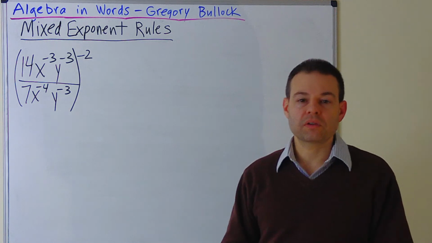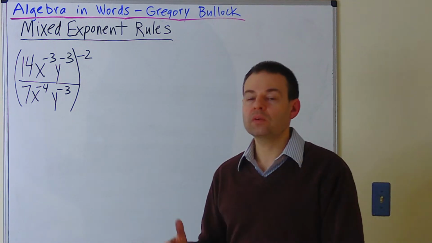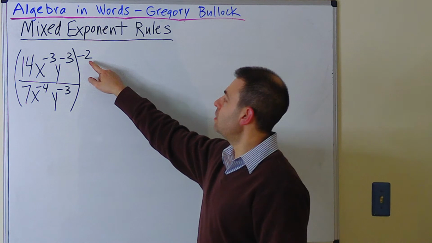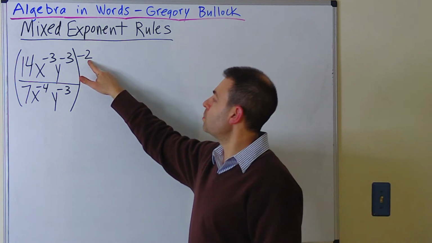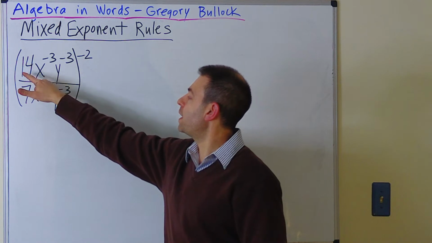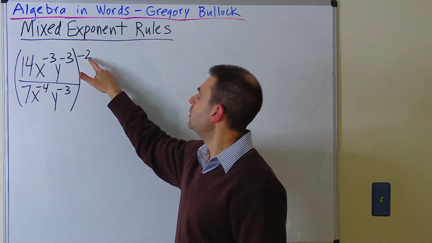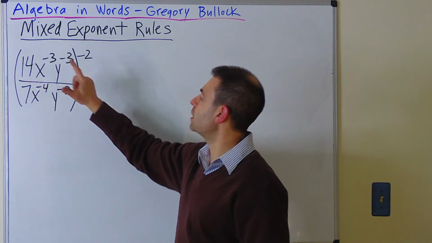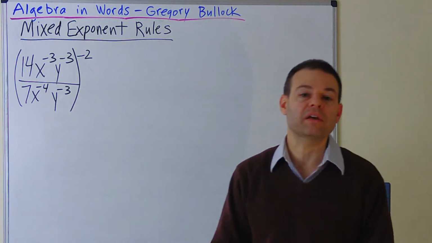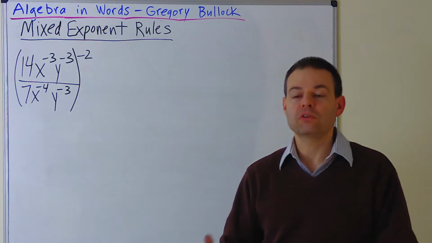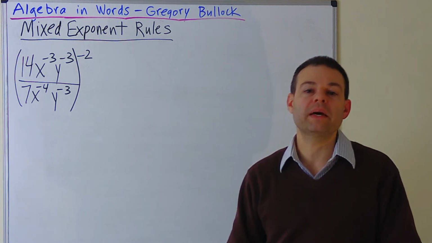There's another way that you can start it as well. A second way is to take the exponent, whatever it is, negative 2 here, and distribute it to every term and every factor inside: the negative 2 to the 14, to the negative 3, the negative 3, etc., including to the factors in the denominator. Don't forget about those. You could do that as well. I also don't recommend that.